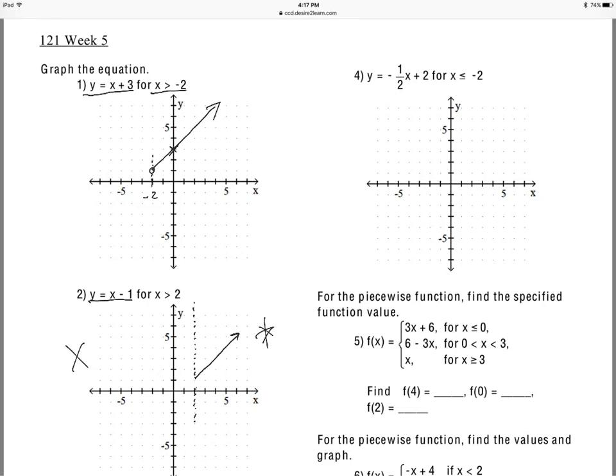So let's have a look. It doesn't have the equal sign, so I'll do an open dot. If it does have an equal sign, like if you just have a look at this one up here, I'd do a solid dot. Okay, so that is question 2. So notice I've got to, in other words, kind of anticipate that it would go through negative 1, but I can't draw it, so just have to be careful with those, okay?